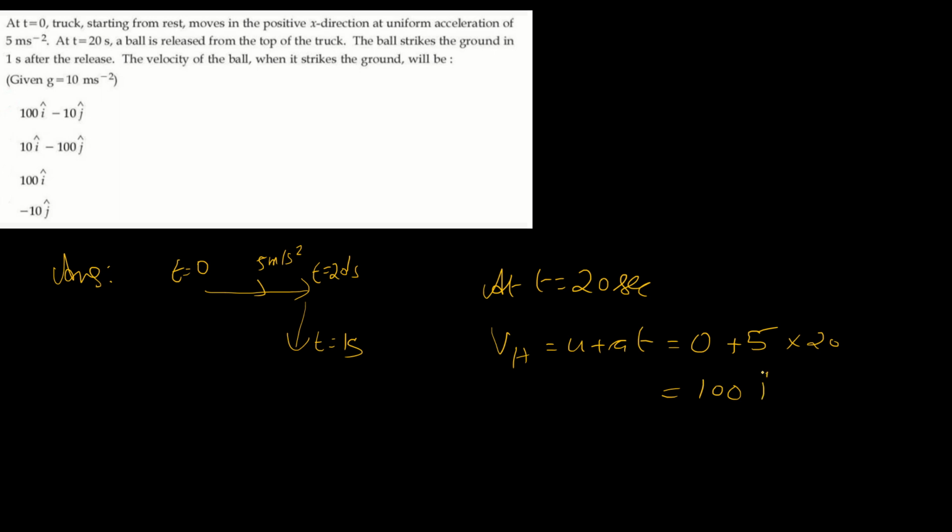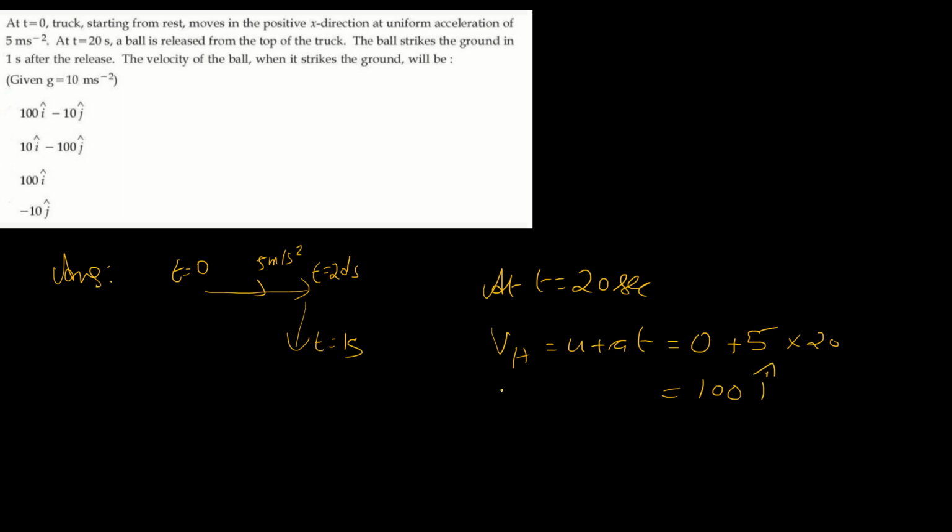So firstly, at t is equal to 20 seconds, the final velocity in the horizontal direction is given by what? U plus at, right? Since it is starting from rest, u is 0. Since it is moving with an acceleration 5 and time is equal to 20 seconds, 5 into 20 is equal to 100, and since it is in positive x direction, it will be 100 i cap.